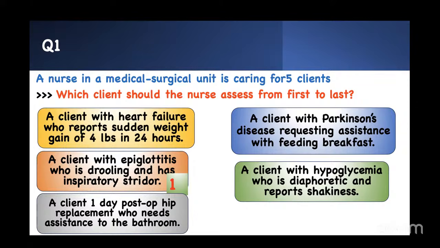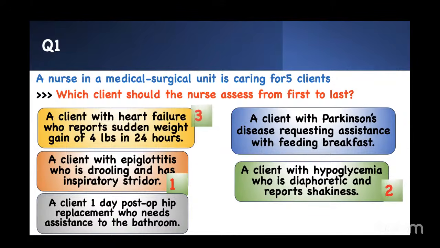Do you think a heart failure patient should be seen or the hypoglycemic patient? Do you think the Parkinson's patient or the patient who is post-op hip replacement? I think the hypoglycemic patient is in trouble. The heart failure patient, you have a little bit of time. Hypoglycemic patient with diaphoretic and shakiness, patient is in trouble. You need to see that patient and then take care of it quickly.